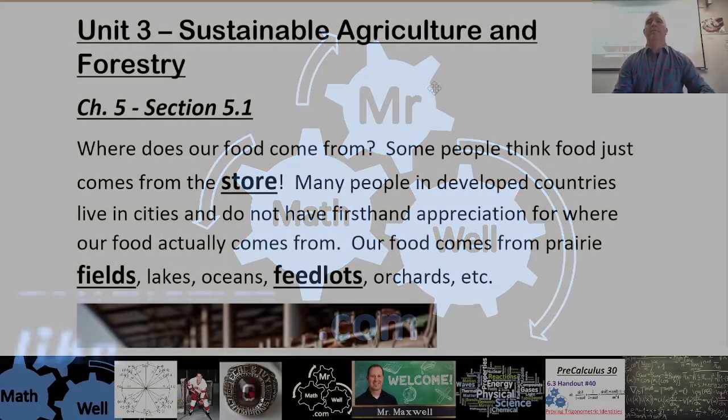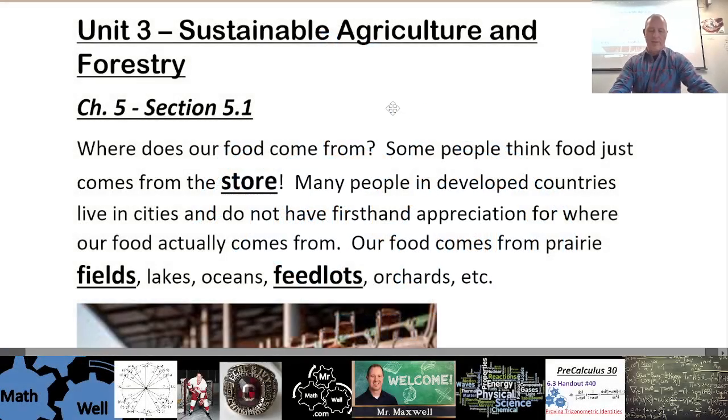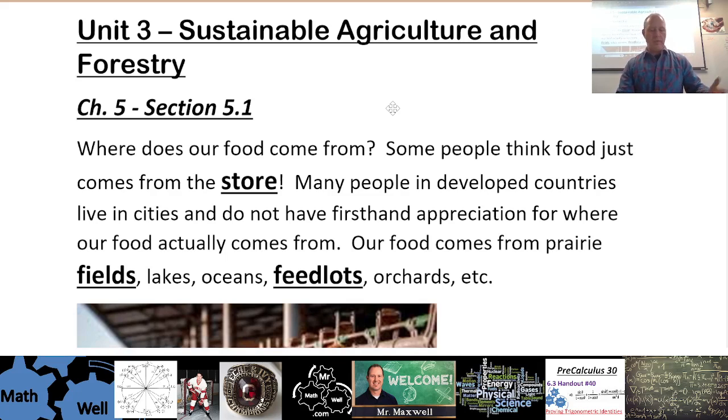All right, Environmental Science 20, here we go. We are starting chapter 5, which actually starts on page 132. Unit 3, you'll see on page 126. The unit is Sustainable Agriculture and Forestry. So we are looking at agriculture and forestry specifically.